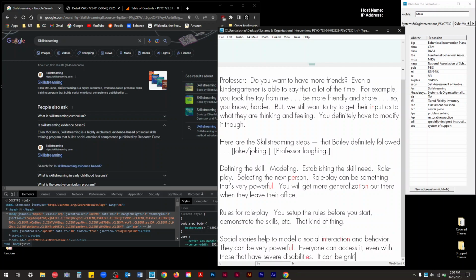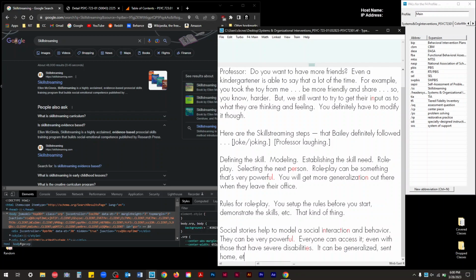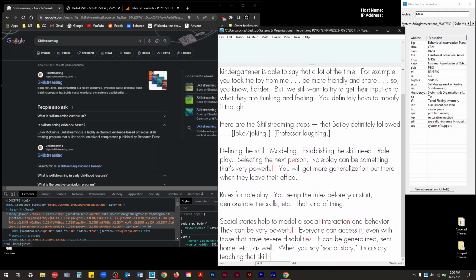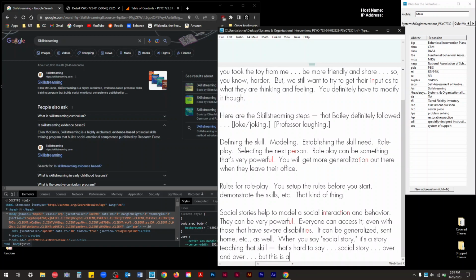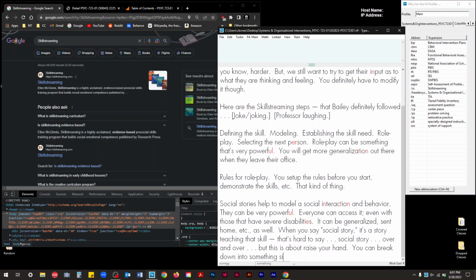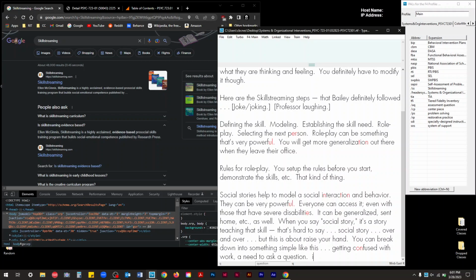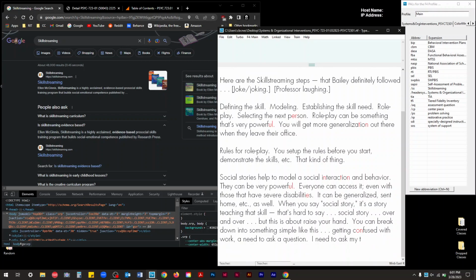So when you say a social story, it's really a story that's teaching that skill. Right? So I'm not going to read this whole social story, but that's really hard to say, that social story, over and over and over again. But this is about raising your hand. You can break it down into something pretty simple like this: where I get confused about my work, I need to ask a question. In class, I should ask my teachers the questions I have. It's respectful to raise my hand. You can start breaking it down into that kind of task analysis of what they should do, pairing that with pictures.